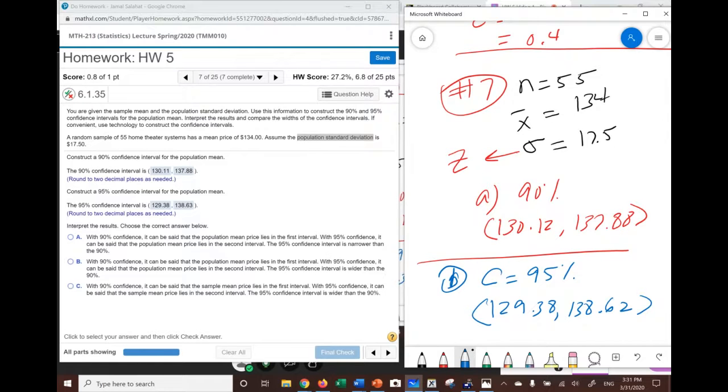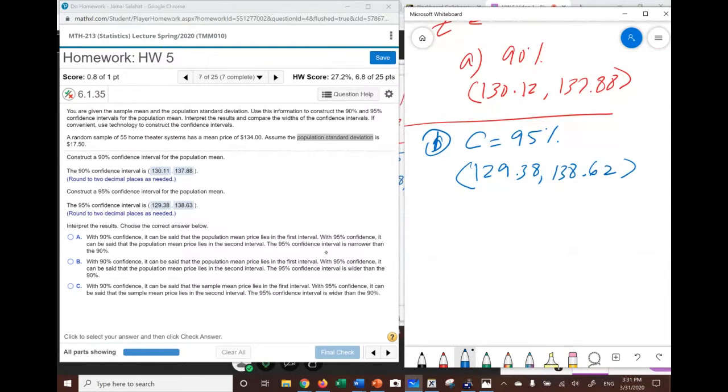Now, let's talk about narrower for a minute. Let me draw a picture. Notice that with 90%, the interval is going to be narrower than 95%. How come? Because if you want to include 90, you need less space than if you need 95. So we now know that 90% is narrower. So the first option says the 95% confidence interval is narrower, and that is not true. The 95% is wider, so it's not A.